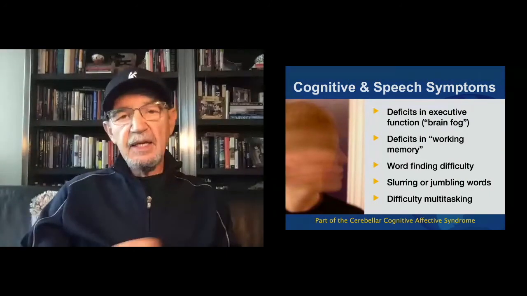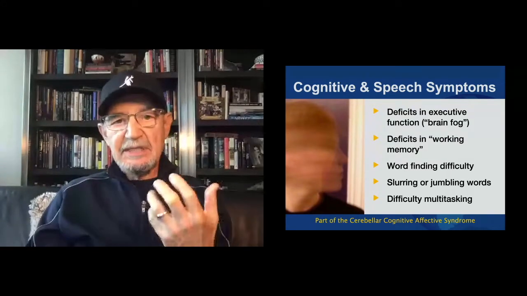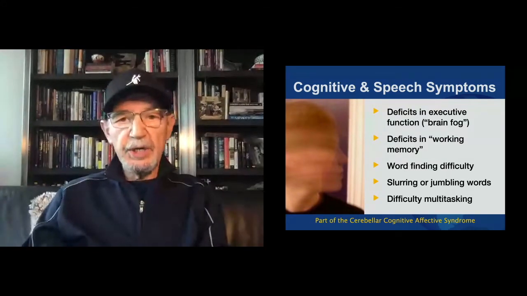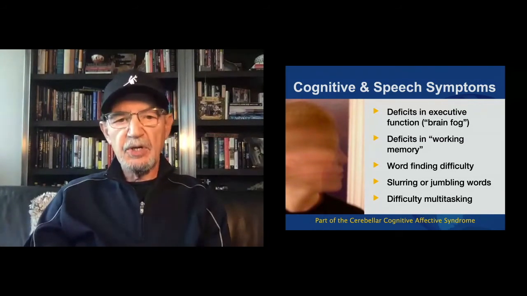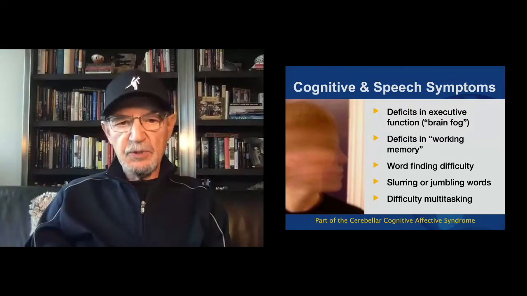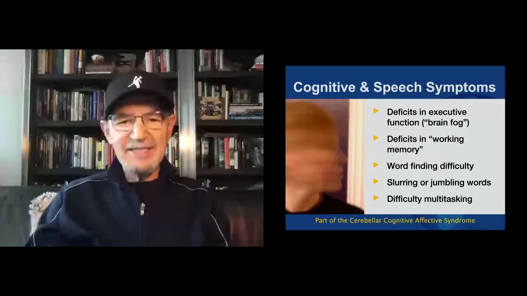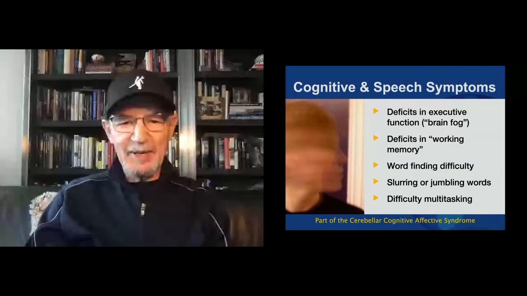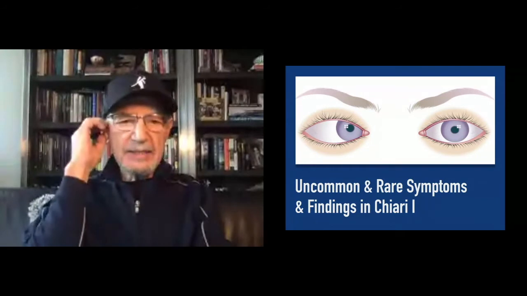And thinking, you know, people talk about it as brain fog. It's a deficit in executive function, if you will. Our working memory can be affected. Finding the right words. The daughter or the son will say, "Mom, what did you say?" A mixing up, a jumbling or a slurring of words. And it's not unusual for folks with Chiari malformation to have difficulty doing two or three things at the same time, like many of us try to do. It's called multitasking.